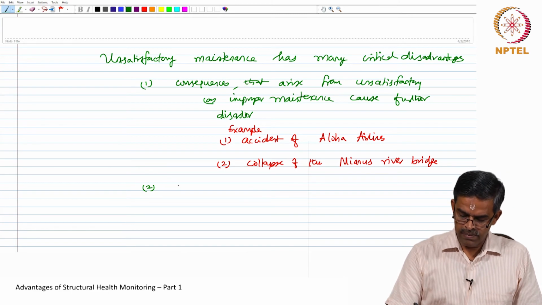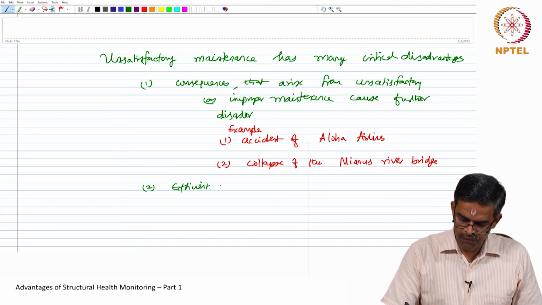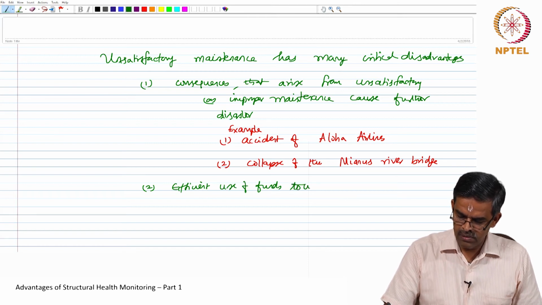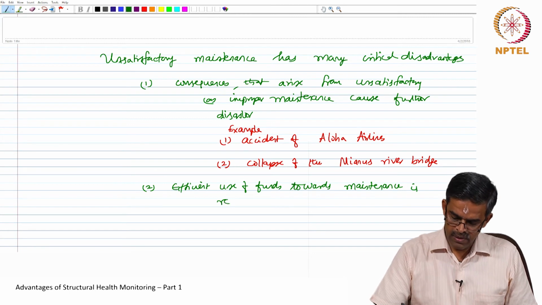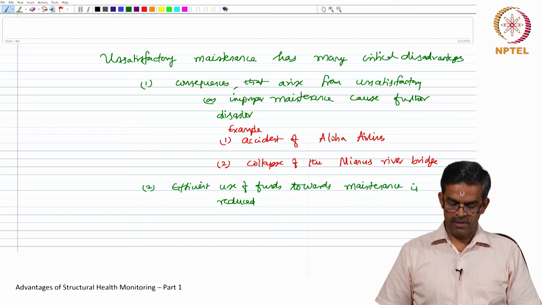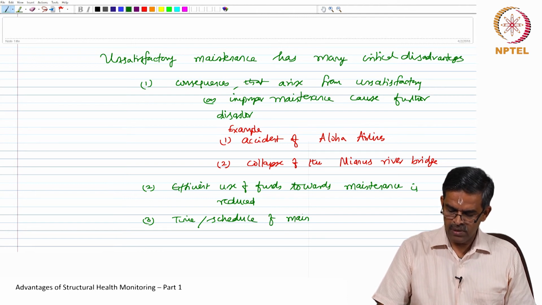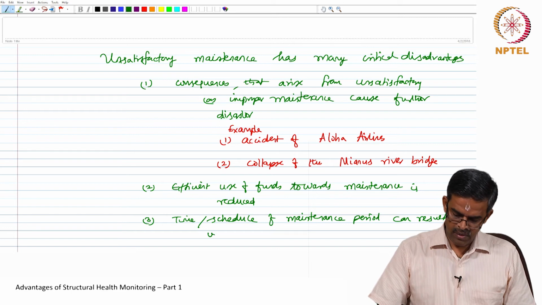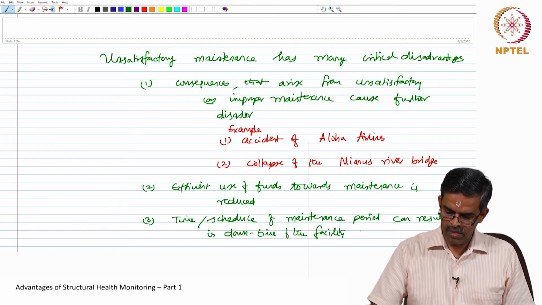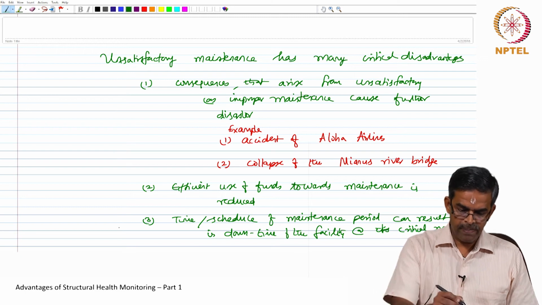The second is that efficient use of funds towards maintenance is reduced if you do unsatisfactory maintenance. Third, the time and schedule of maintenance can result in downtime of the facility at its critical need. Example can be dockyards.